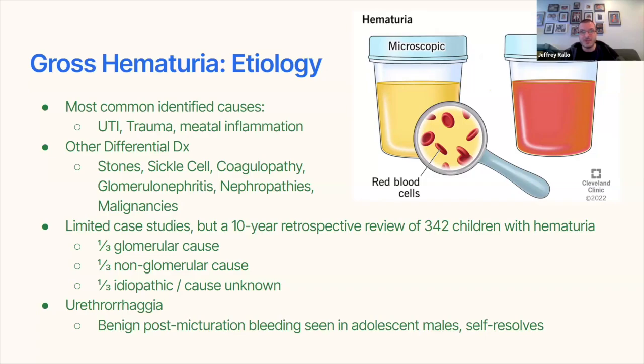Other differentials, less commonly, stones, sickle cell disease, any coagulopathy, any glomerulonephritis, nephrosis, nephropathies, or malignancies can give you hematuria. Again, no one does great studies on children, but there was a 10-year retrospective review of about 350 kids who presented to an ER with hematuria, and roughly the etiologies were 1/3, 1/3, 1/3. 1/3 nephritis, nephrosis, glomerular, 1/3 non-glomerular cause, stone, UTI, coagulopathy, something like that, and 1/3 never figured it out, went away on its own. We don't know what caused it.